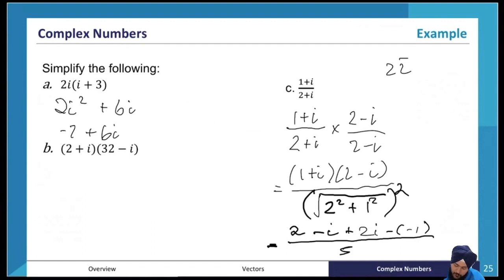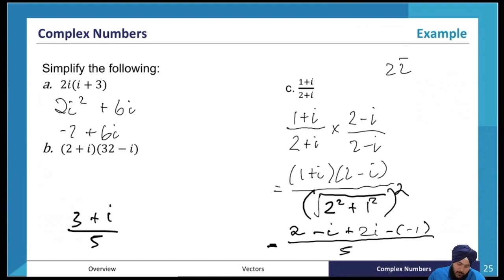I'm just going to do my work on the left-hand side. So 2 minus 2 plus 1. So minus negative 1 becomes plus 1. So we're left with 3 minus i plus 2i, just plus i, over 5. And you're welcome to leave your answer like that, or you can expand it to make it 3 over 5 plus 1 over 5 i. But yeah, that's basically it for the basic questions that you're going to get for simplifying.